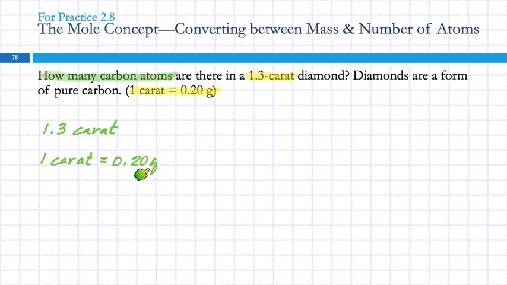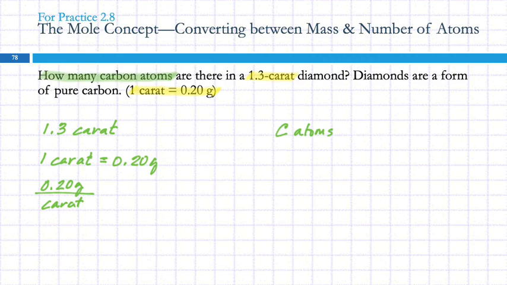Well, this is a relationship between 2 units. We could express that as 0.20 grams per carat. Per. This is going to be a conversion factor. This is just a carat, a mass of a diamond. It can't be used as a conversion factor. So this is what we're starting with. And we're trying to end up with carbon atoms. And we have to figure out how to get from carats to carbon atoms.